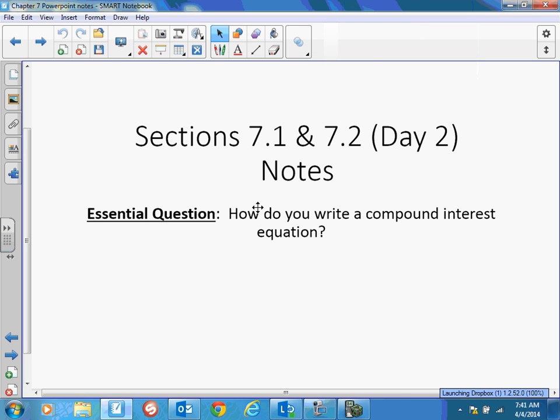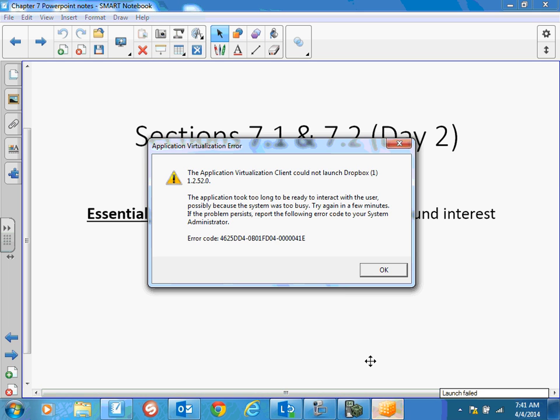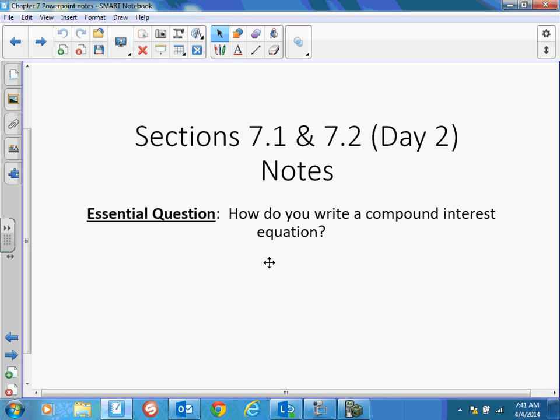Okay, section 7.1 and 7.2, day 2 notes. How do you write such questions, how do you write a compound equation? This is actually probably more real world. Some of the stuff in chapter 6 you probably won't use, but this stuff you can actually use in real world situations: exponential functions, and solving for them.